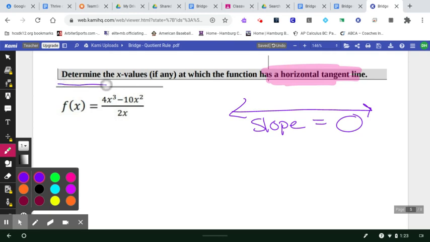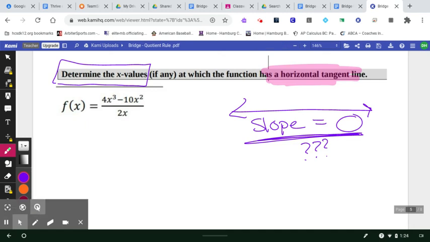So it says determine the x values. You don't know x, you're not plugging this into x. Determine the x values at which the function has a horizontal tangent line. So they're basically saying, when does the slope equal 0? That is the question. It would have been nice if they just asked that, but they're asking it in their own way. Horizontal means slope of 0.